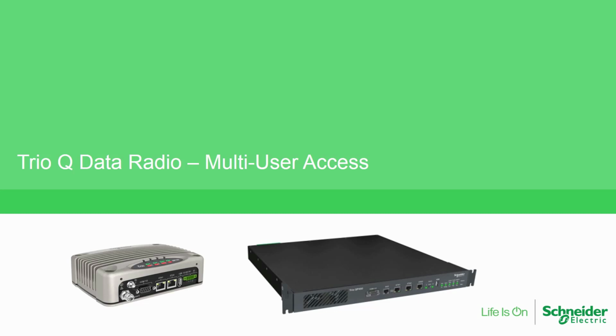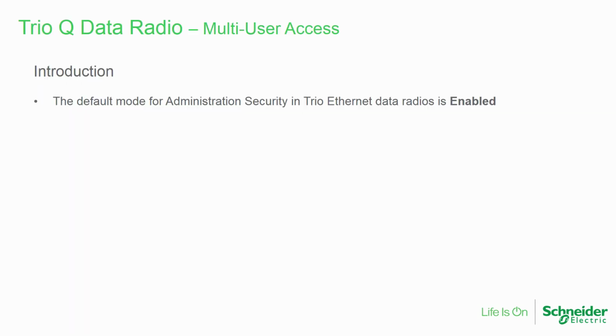In this video, the viewer will learn how to implement and use the multi-user access features of the Trio Q data radio. The default mode for administration security in the Ethernet data radios is enabled. User security administration can be accessed by navigating to the Setup menu, then to the Security page.